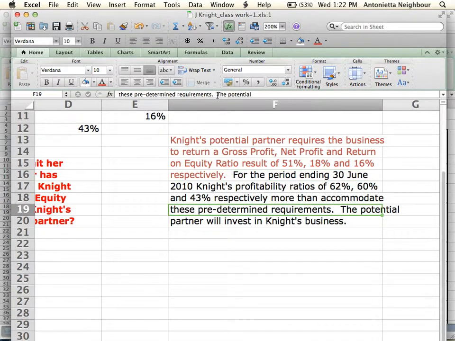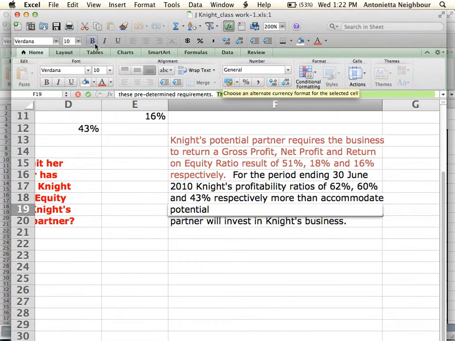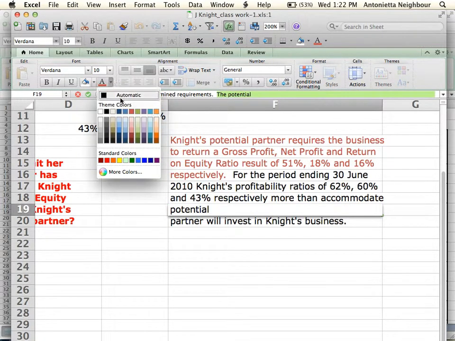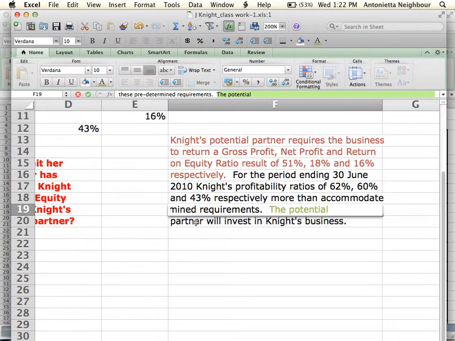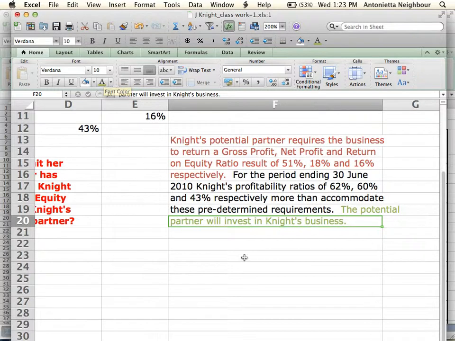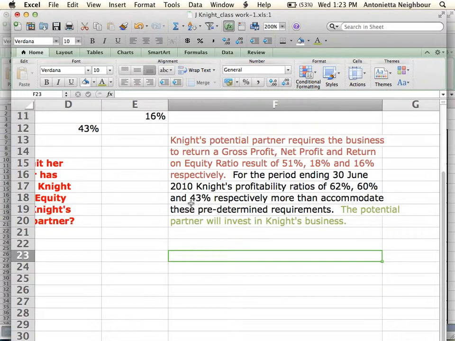The third thing you need to be able to do is to make the decision. Well, okay, their ratio results are pretty good. So you need to make a decision. Is this scenario likely to go ahead? Is this partner going to invest? And you've got to actually do that sentence. Yes, the partner is going to invest. So what are the requirements? What's the result for the business? What's your decision based on that data?